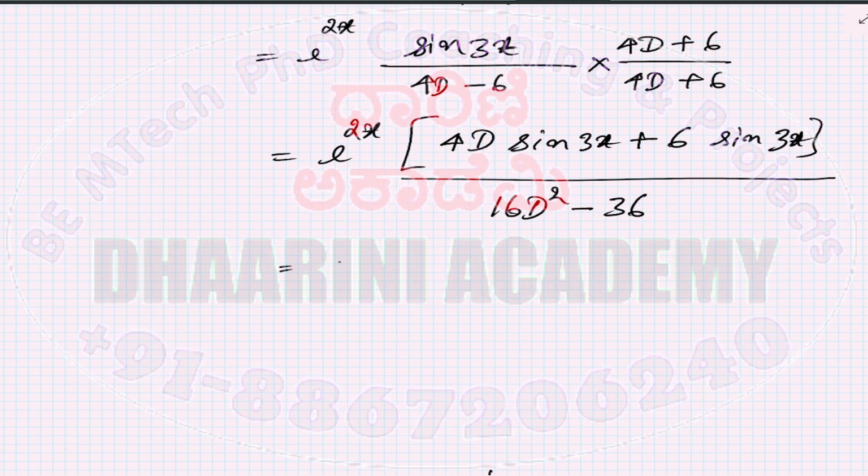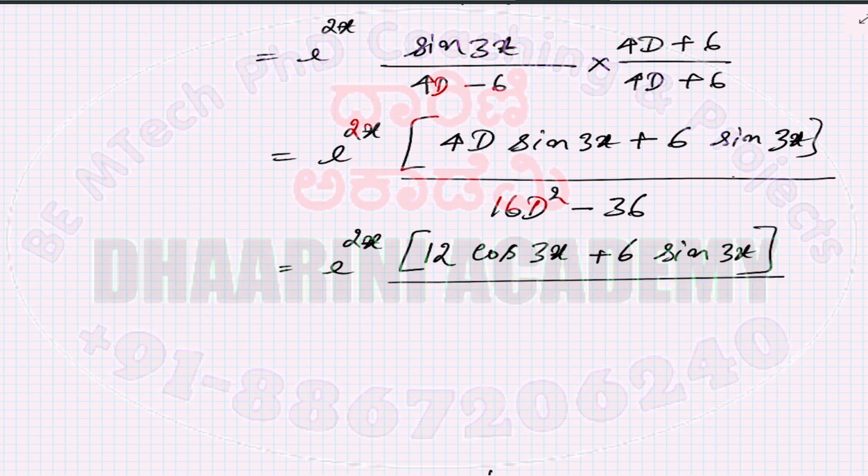This is equal to e to the 2x. 4 times differentiation of sine 3x is 3 cos 3x. So 4 into 3 becomes 12. Okay, this is 12 cos 3x plus 6 into sine 3x whole divided by, now I can see that I need to replace the D square by minus 9. So this is 16 into minus 9 minus 36.